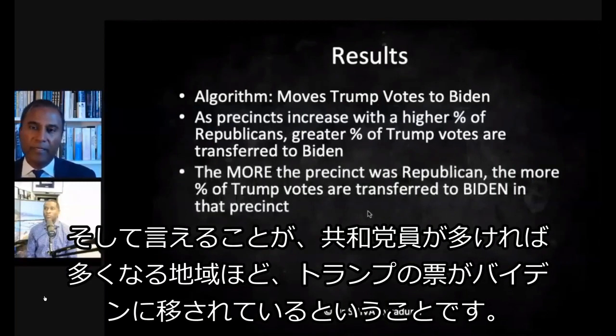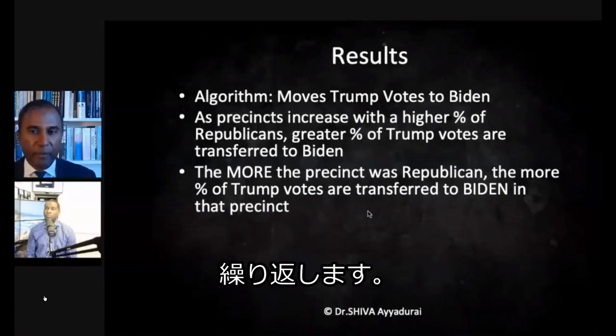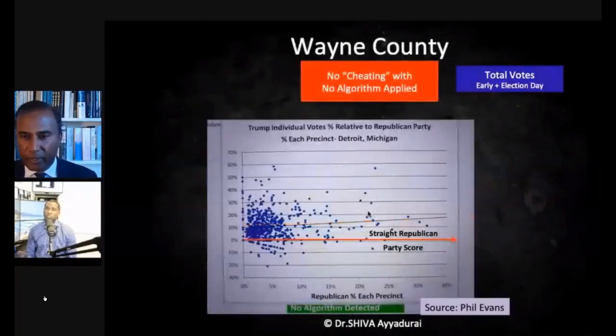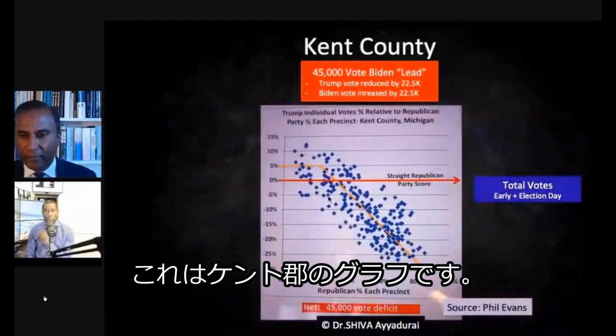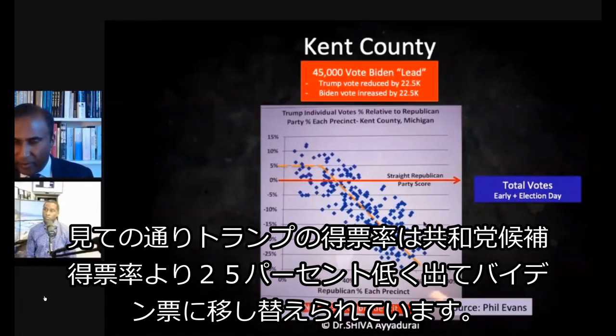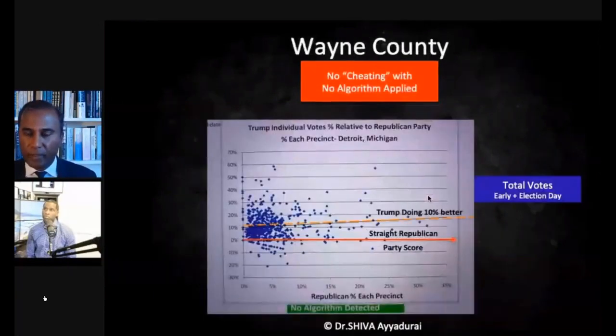Another way to think about this is the more Republican the precinct was, the more percent of Trump votes are transferred to Biden in that precinct. I'll repeat that. The more Republican the precinct was, the more percent of Trump votes are transferred to Biden. And as a case in point, let's look back here at Kent County, this very dramatic graph. Very Republican, almost like 90% Republican. Trump got nearly 25% of votes lost there, transferred to Biden.